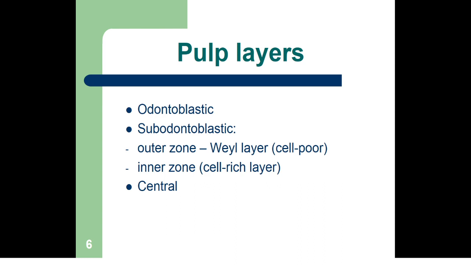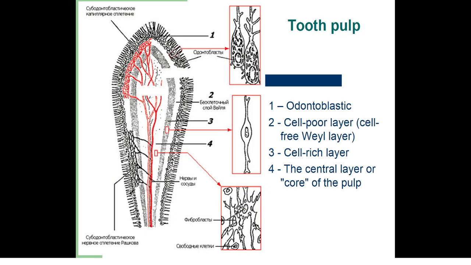Let's learn the pulp layers. They are odontoblastic, subodontoblastic, which continue the outer zone and the inner zone, and the central layer. Let's learn the structure of the pulp. It is the odontoblastic layer. The next is the cell-poor layer, cell-rich layer, and the central layer or core of the pulp.